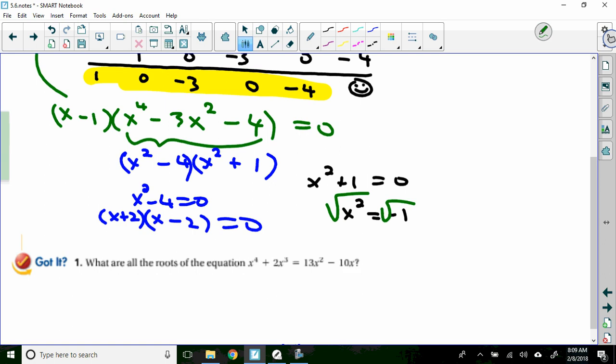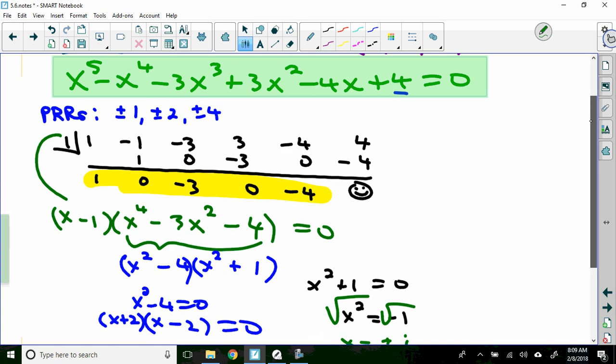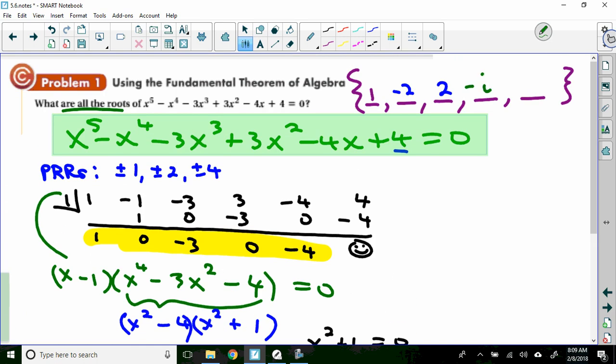So we're going to get what for our other two answers? An i, right? Plus and minus i. Okay, so our other two answers then are negative i and positive i. And that's all 5 of them. That's it.